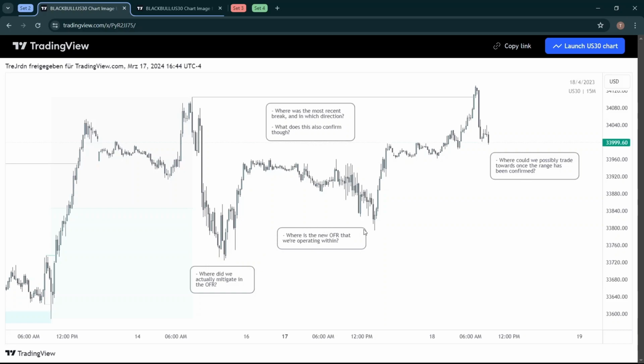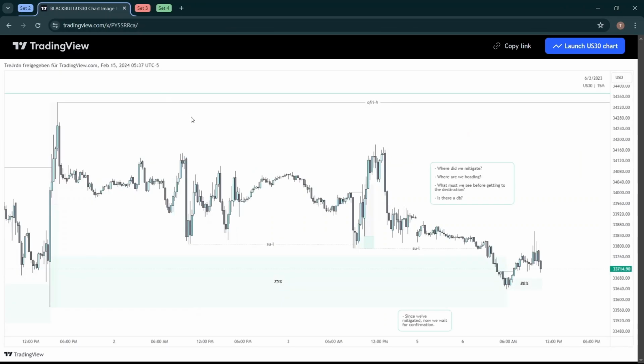Follow the same video that I have in regards to order flow ranges, and you would know which one's the proper order flow range that you could play within. Where could we possibly trade towards once the range has been confirmed? It's playing into the entry. But as I say, it gets interesting the moment I drop the other videos.